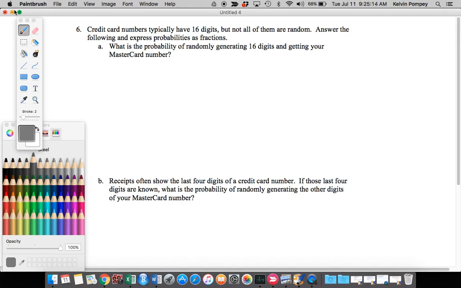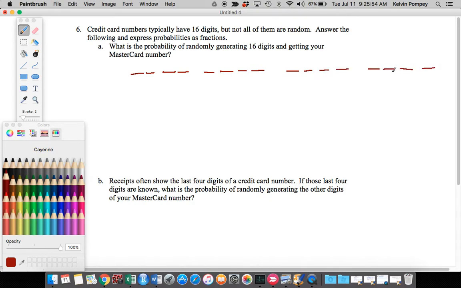Number 6. Credit card numbers typically have 16 digits, but not all of them are random. Answer the following and express probabilities as fractions. Part A. What is the probability of randomly generating 16 digits and getting your MasterCard number? So if you had a MasterCard number, what's the probability that someone could guess your card number, right? Now there are 16 numbers: 1, 2, 3, 4, 5, 6, 7, 8, 9, 10, 11, 12, 13, 14, 15, 16.